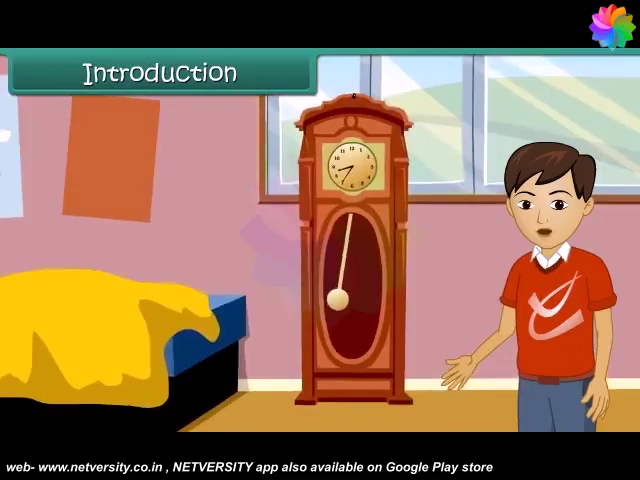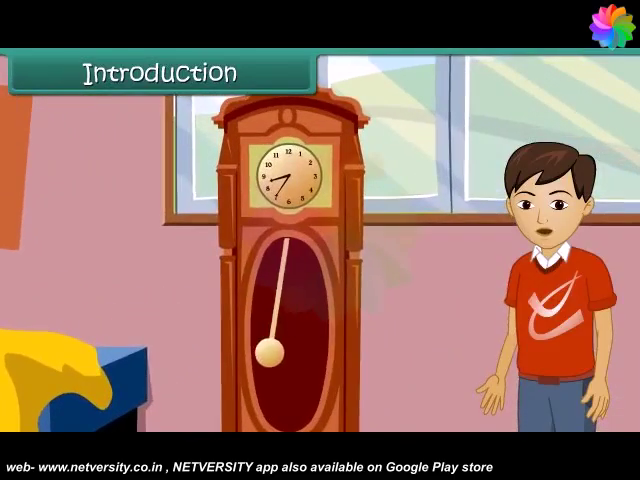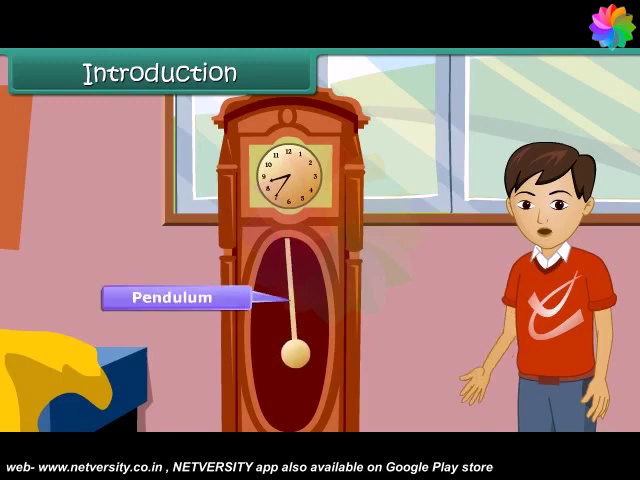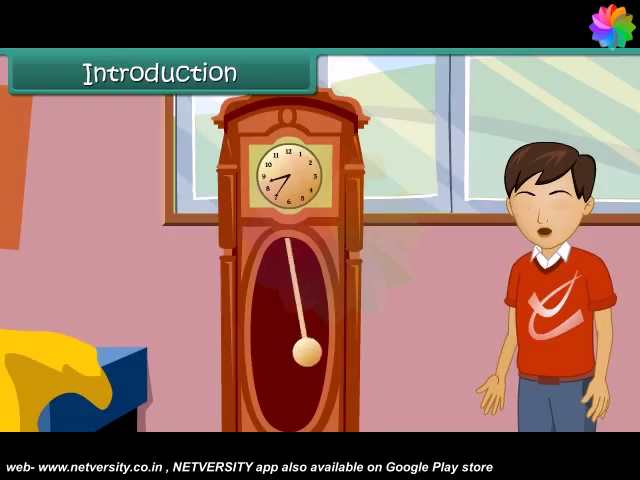Try to recall a big grandfather clock. Do you remember seeing at the bottom of the clock a long stick with a ball attached? That is a pendulum. It moves back and forth in harmony with the tick-tocks of the second hand. In this lesson, we discuss the simple pendulum, or simply the pendulum.